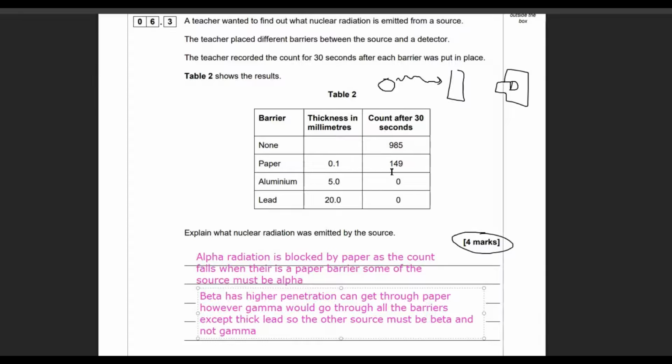Some's getting through the paper, so that must be beta or gamma. However, if this 149, or any of that 149, was gamma, it would also get through 5 millimeters of aluminium. So the fact that none of it has got through the aluminium or the lead means there's no gamma radiation there, because gamma has the highest penetration. So it's giving out mainly alpha, but also some beta as well. And there we go, 4 fat marks.